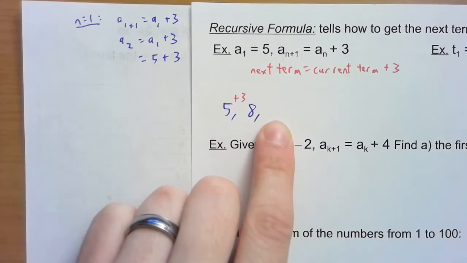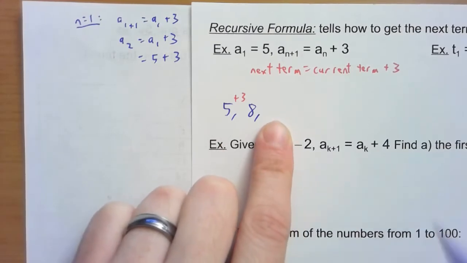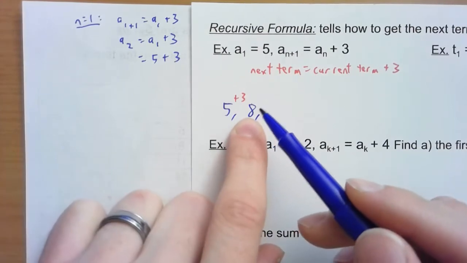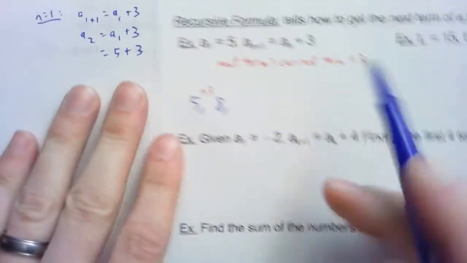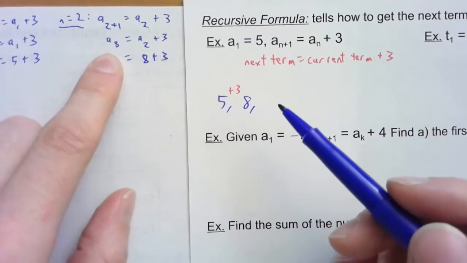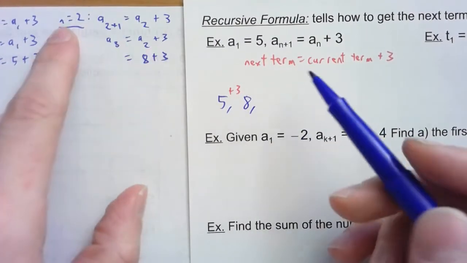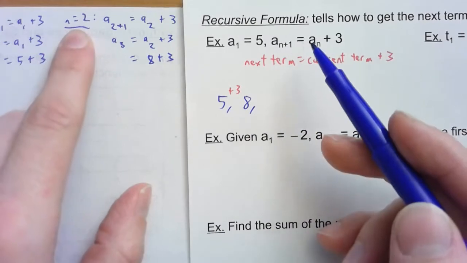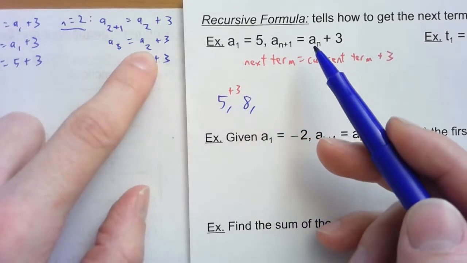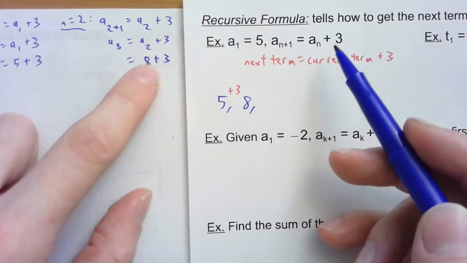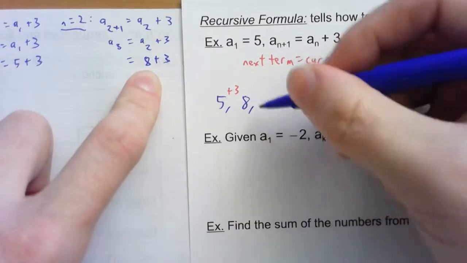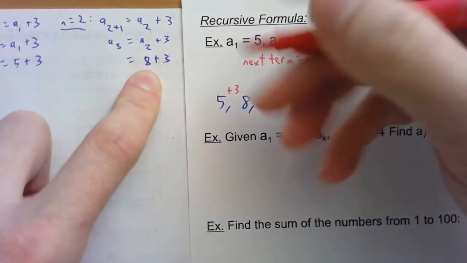Let's figure out what the next term is there. Right, well, now I can do this again. Now let's make the 8, instead of it being the next term, let's make it the current term. Now I can figure out that the third term is the second term plus 3. If I make n equals 2 in this formula, then I'll have a sub 3 is a sub 2 plus 3. So now to find the third term, I can take the second term and add 3. So I get 11 right here.